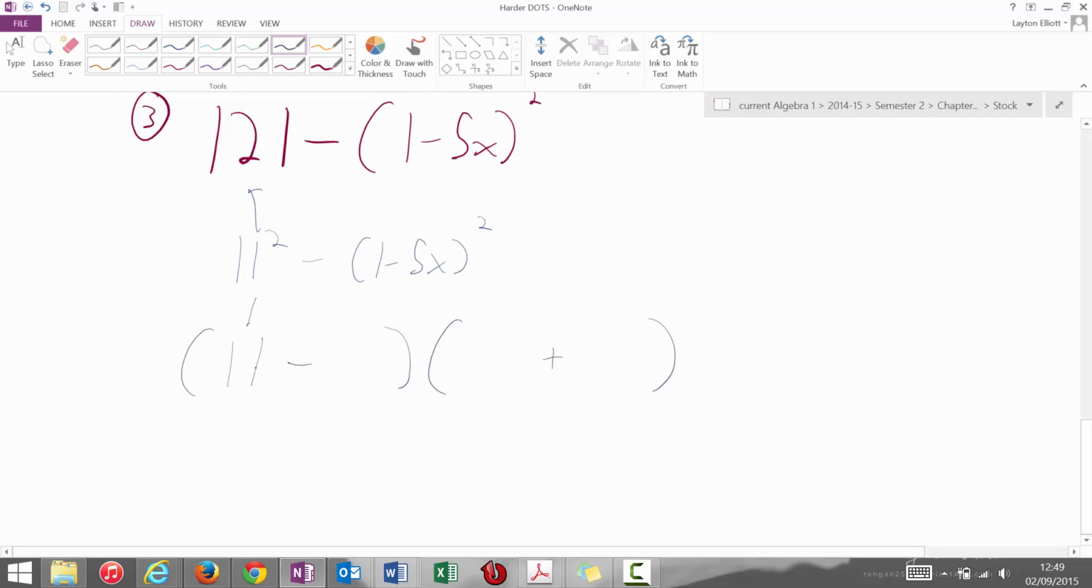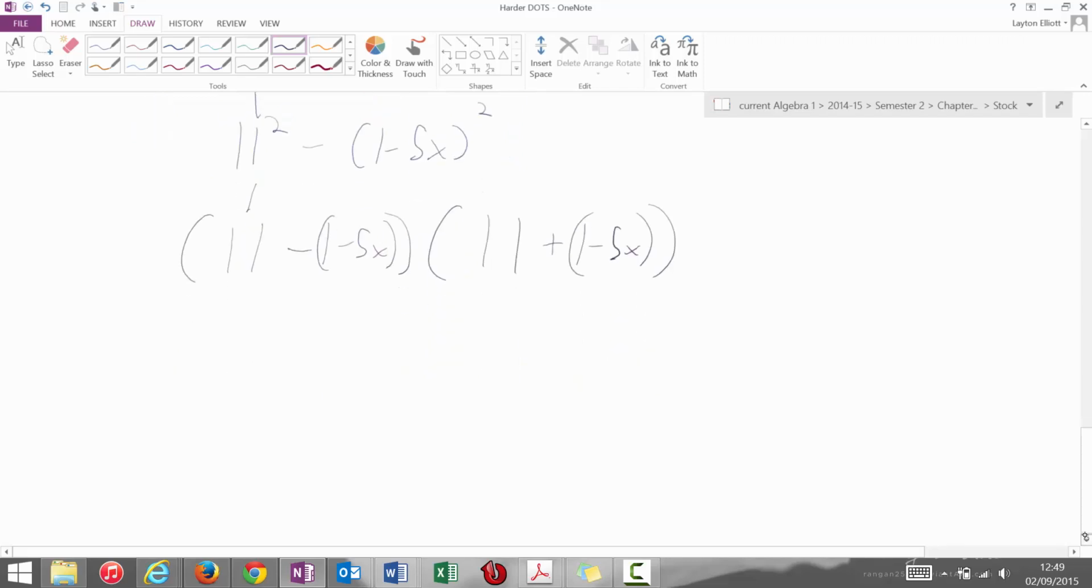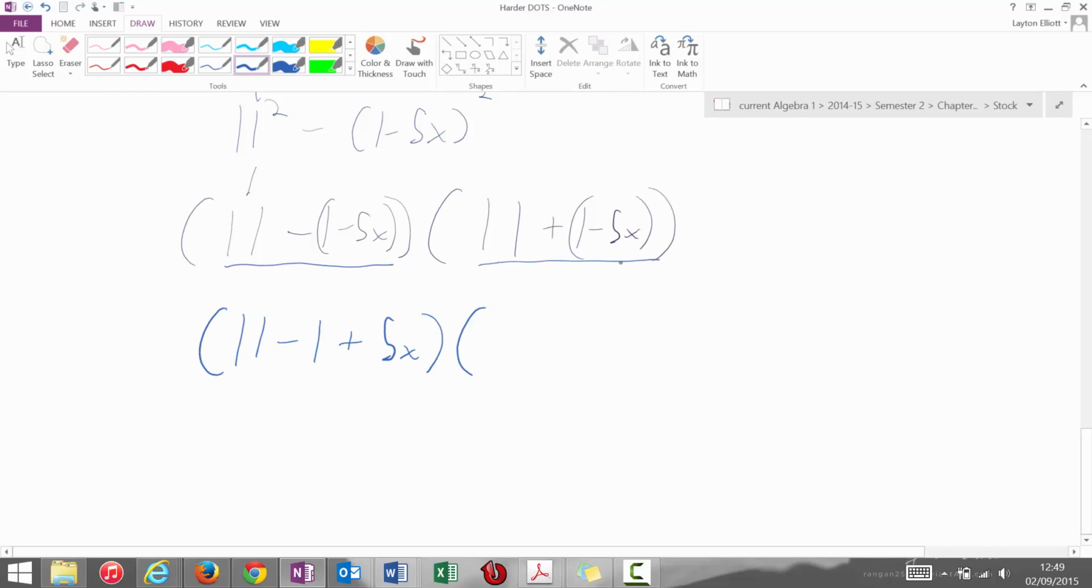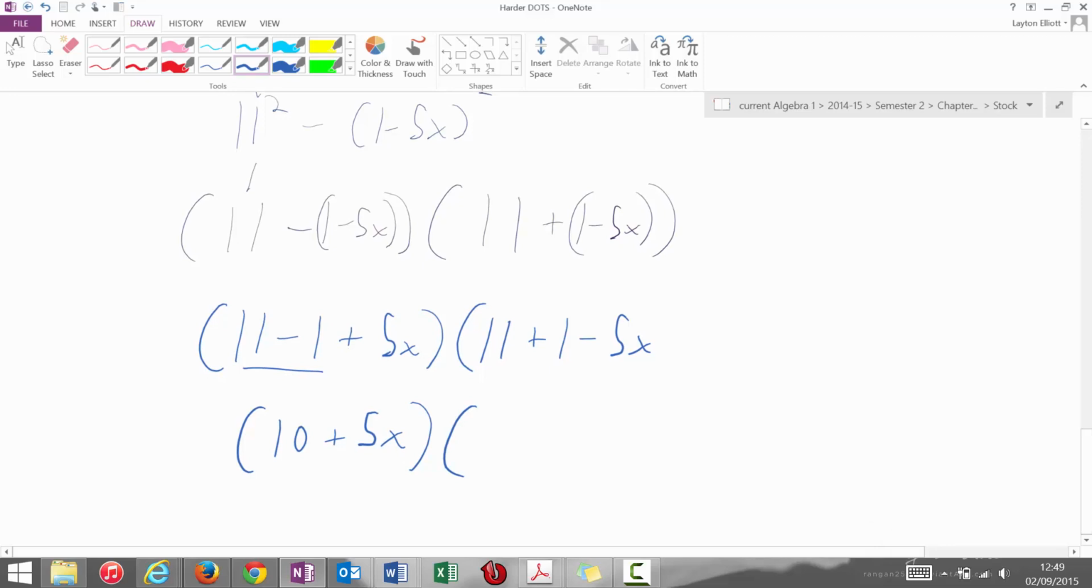And in the first place goes the square root of 11 squared, just 11. And in the second place goes the 1 − 5x in parentheses. The 11 is also in parentheses, but it's just a single number, so I don't have to worry about that as much. So now I'm going to make this negative distribute and go 11 − 1, but + 5x. And there's no negative to distribute here, so that's just 11 + 1 − 5x. Simplify this. 11 − 1 is 10, so I have 10 + 5x. And 11 + 1 is 12, and I have 12 − 5x.